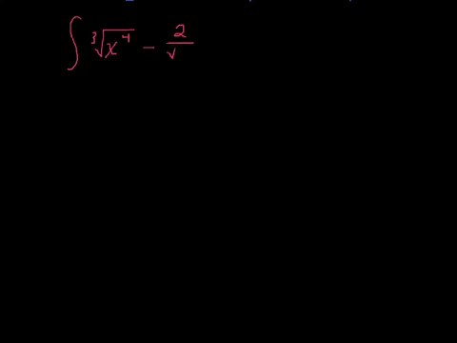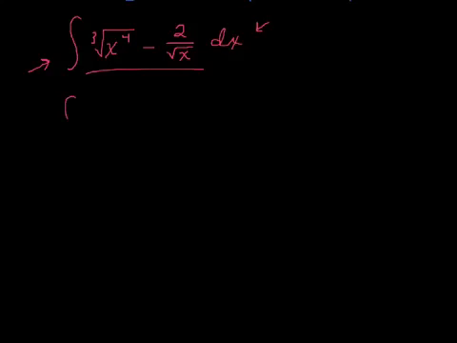minus 2 over the square root of x, dx. So my integral symbol tells me I took the derivative of something, so does that dx. It tells me I took the derivative of something and I got this for an answer. And I want to know what I started with. So first things first, we never deal with radicals.